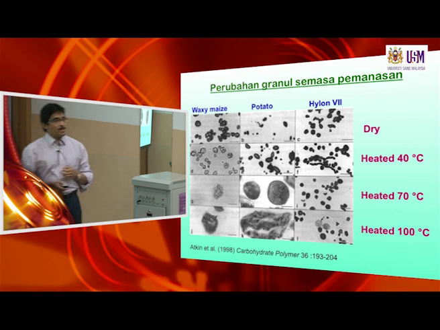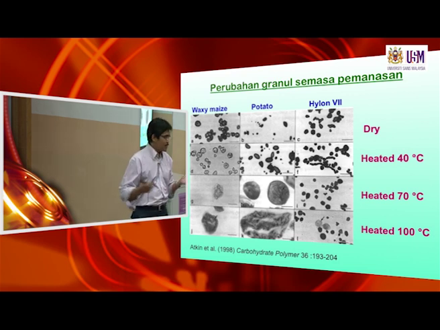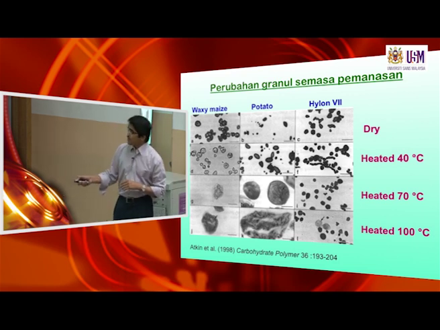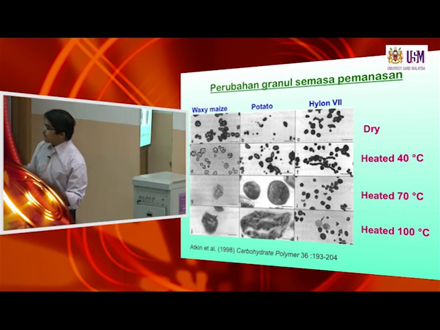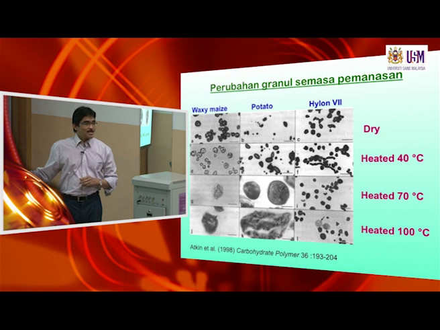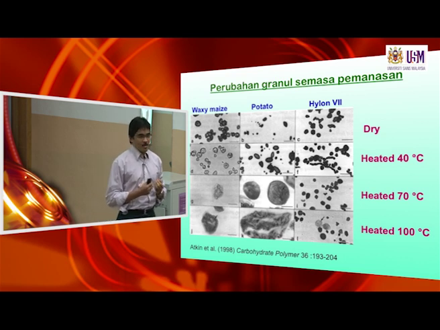And 100 degrees Celsius is already well above the gelatinization temperature for most starches. And you can see the waxy maize, this is at higher magnification actually, already burst. Potato already burst. But Hylon may be about to start. You can see some swelling now, but still a long way to go. So, a picture tells a thousand stories. Can you tell a thousand stories from this picture?